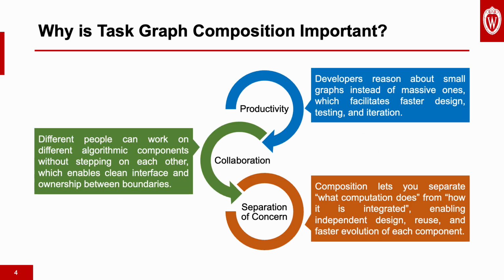Why is task graph composition important? From the productivity's perspective, developers can reason about small graphs instead of massive ones, which facilitates faster design, testing, and iteration. Composition also makes collaboration easier when dealing with large parallel problems. Different people can work on different components without stepping on each other, which enables clean interface and ownership between boundaries. More importantly, task graph composition lets you separate what computation does from how it is integrated. This allows independent design, reuse, and faster evolution of each component.